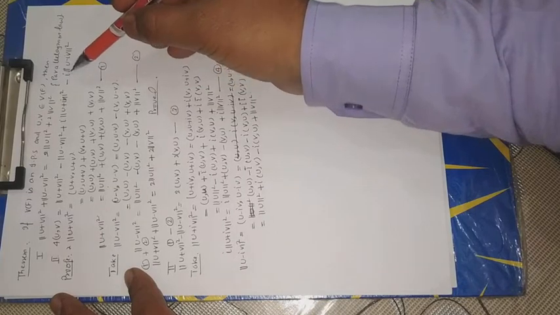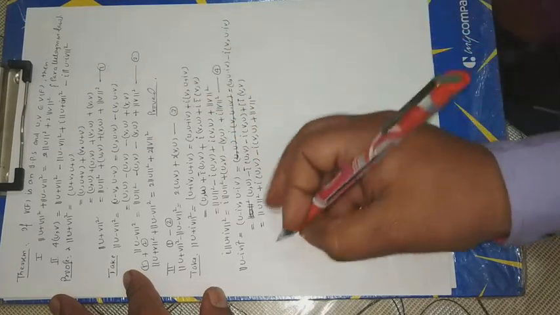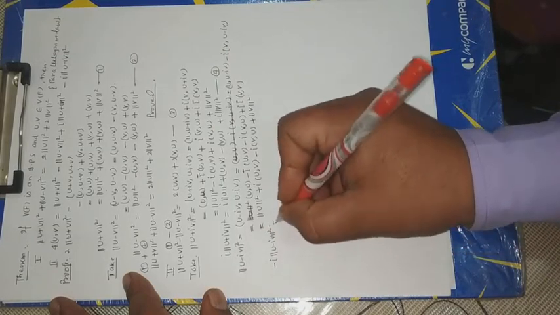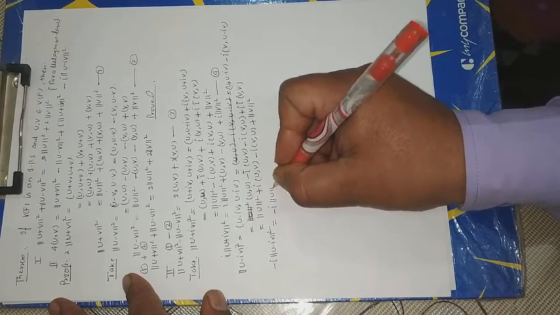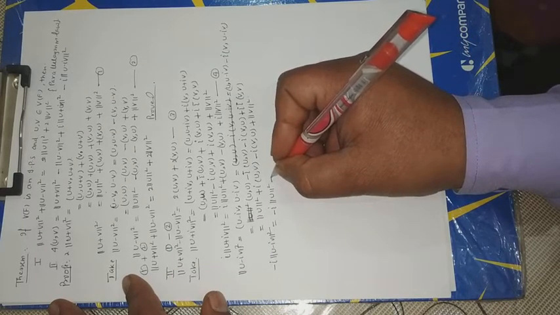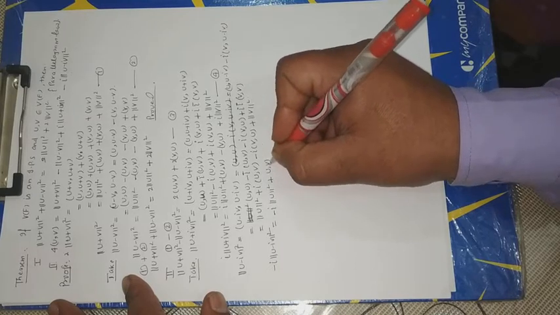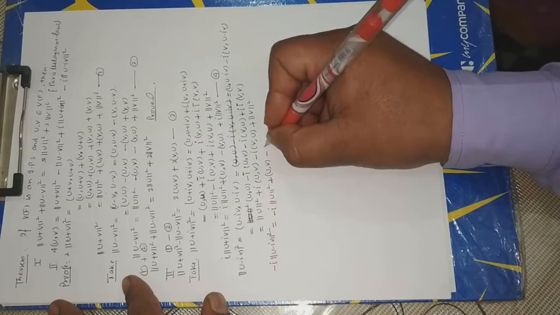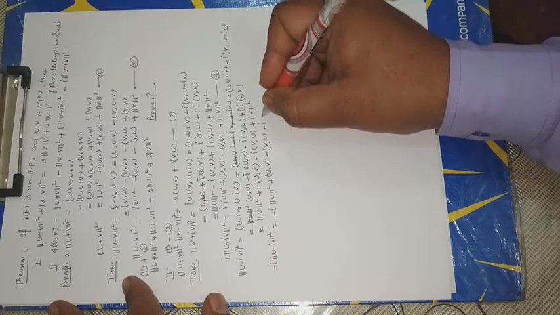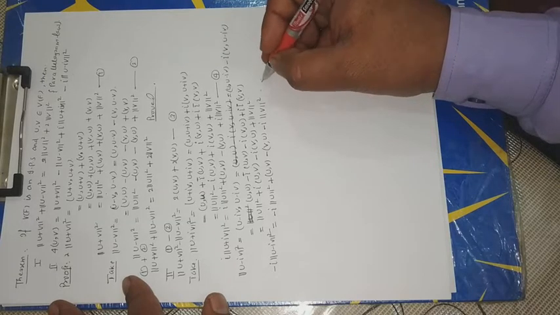Now, minus i into U minus iV norm whole square is equal to minus i U norm whole square minus i square, that is plus UV, minus minus plus i square minus VU, minus i V norm whole square. This is represented by equation number 5.